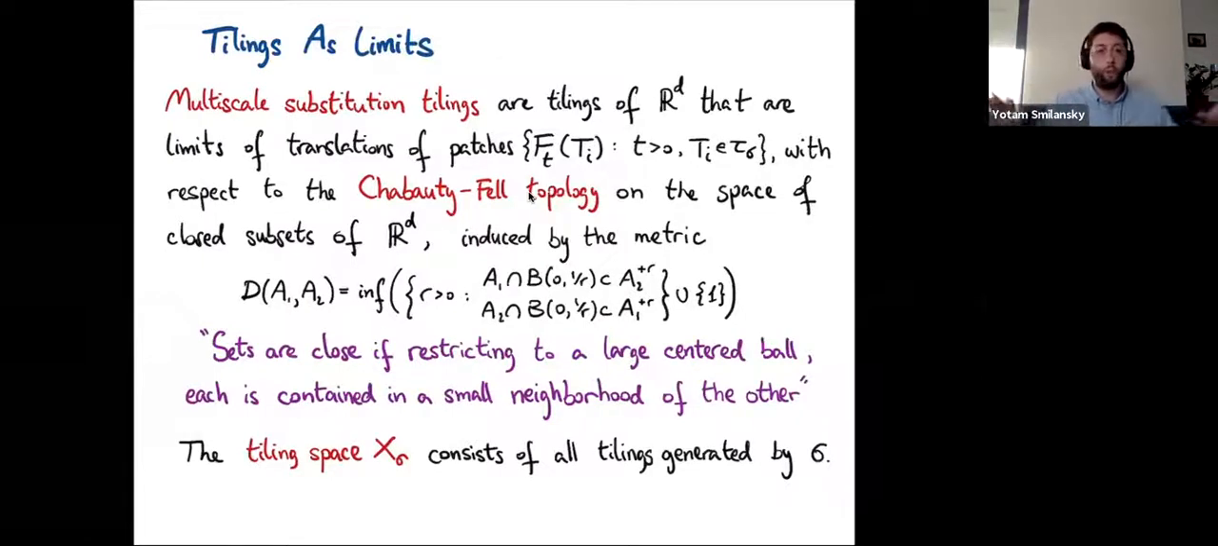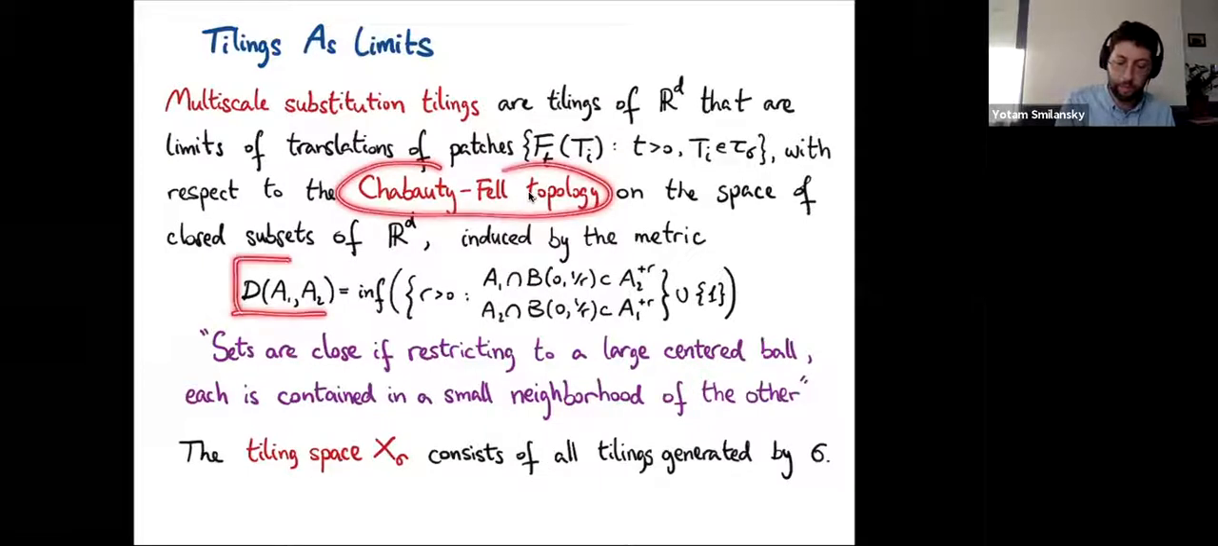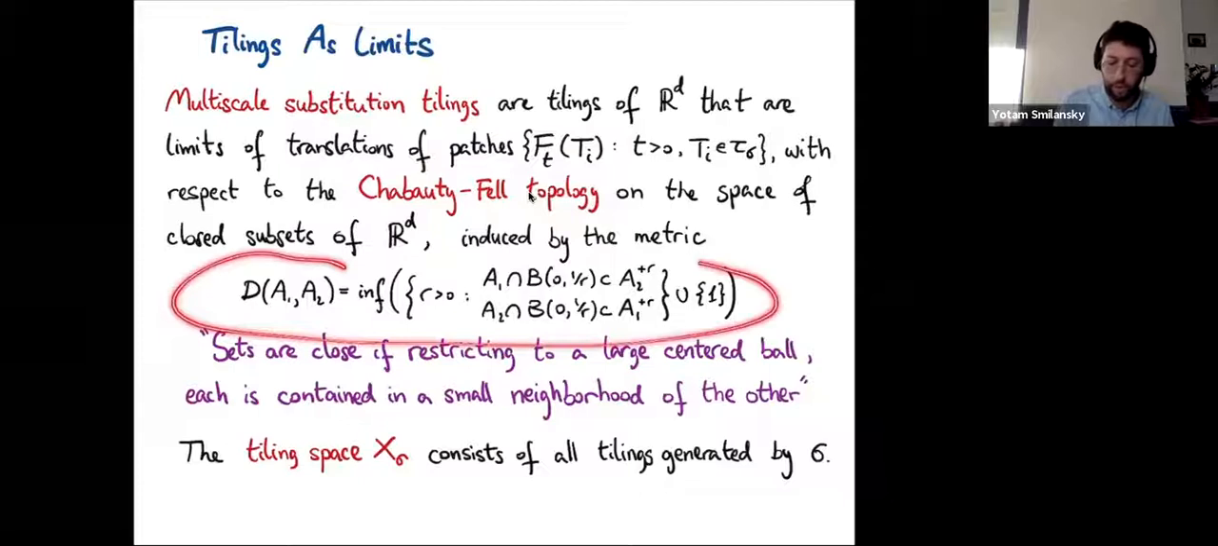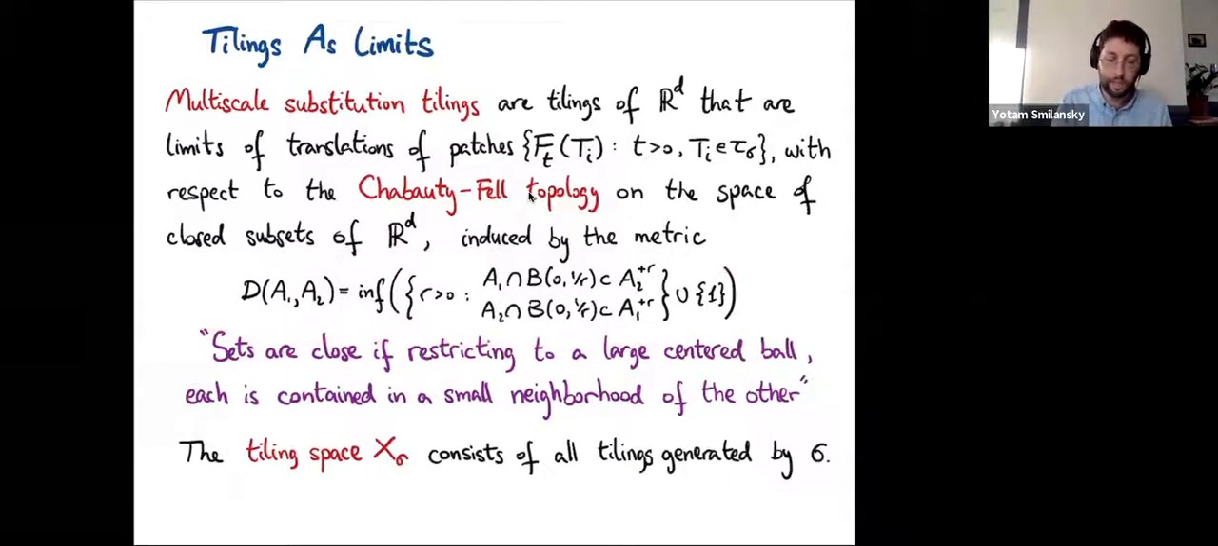We look at this huge space of all closed subsets of R^D, and the following topology can be defined using this metric. I'm giving you the formula here, which is not so nice to read, but essentially what does it say? It says sets are close if, restricting to a very large centered ball, each is contained in a small neighborhood of the other. So A1 is contained in a little neighborhood of A2, and A2 is contained in a little neighborhood of A1, where we look at a very big ball.